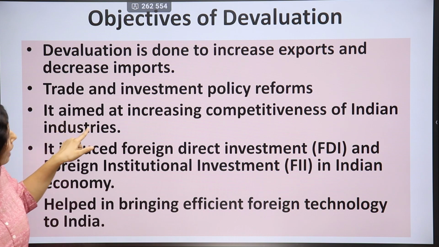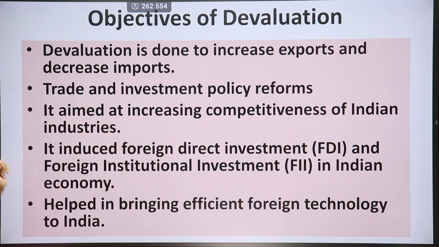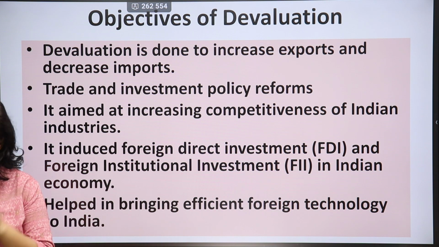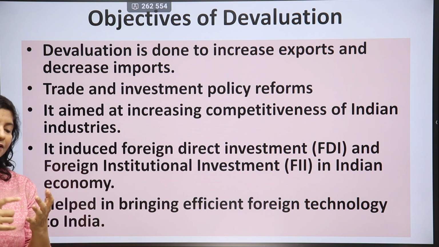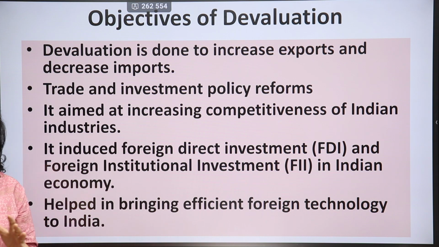Then it aimed at increasing competitiveness of Indian industries. Why? Because when your goods are qualitative and they are cheaper also, they become competitive. Because as a consumer, you will want to purchase a commodity which is qualitative. That means it is having good quality, good texture, good functionality, and good life duration, good shelf life. That is good for you. Then it should be available at cheaper prices also. Prices should be low. That means it is a good package for a consumer, and in that manner people will purchase more. That means it increases competitiveness of your commodities.